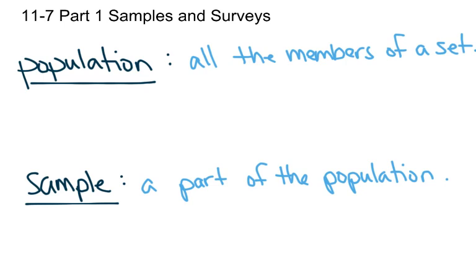So we're going to start with the word population, and a population is going to be all the members of a set, like the population of a state, or the population of a town, or the population of a school. A sample is a part of that population. When people do surveys, which you've probably taken many of, they don't necessarily survey everyone in a city or everyone in the state. They survey a certain sample of that population.